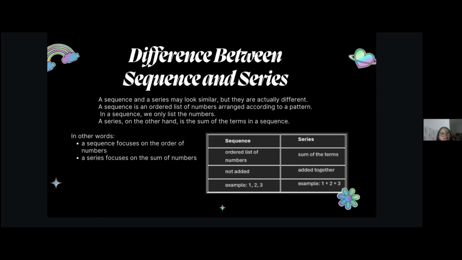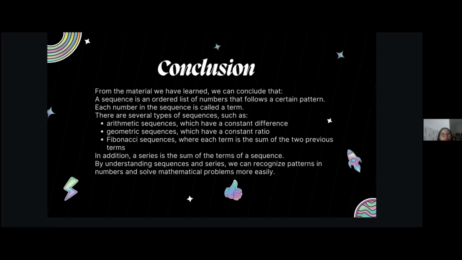And finally, let's conclude what we have learned today. We have reached the end of our lesson. A sequence is an ordered list of numbers that follow a certain pattern, and each number in the sequence is called a term. We also learned different types of sequence: the arithmetic sequence, which has a constant difference, the geometric sequence, which has a constant ratio, and the Fibonacci sequence, where each term is the sum of the two previous terms. In addition, we learned that a series is the sum of the terms in a sequence. By understanding sequence and series, we can recognize patterns in numbers and solve mathematical problems more easily.